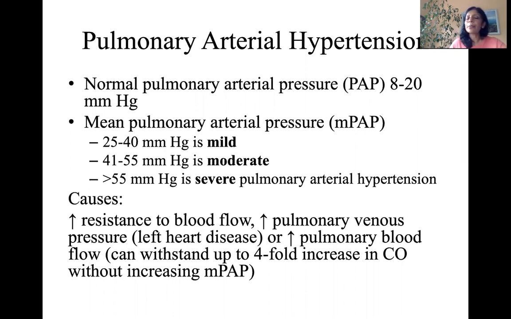Pulmonary arterial pressure is typically 8 to 20 millimeter mercury. And now you could see a situation such as 25 to 40 millimeter mercury, or 41 to 55 millimeter mercury, or over 55 millimeter mercury. So based on the pressure, you would give the name mild, moderate, or severe pulmonary arterial hypertension.